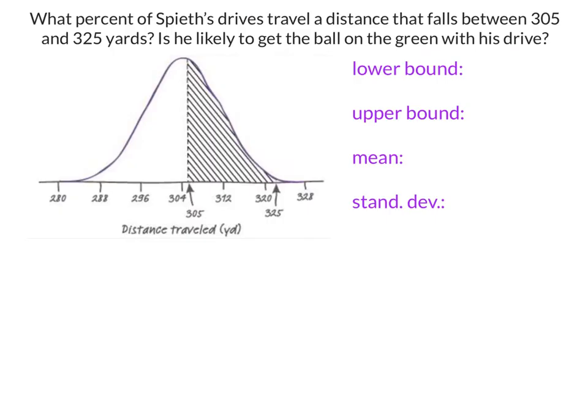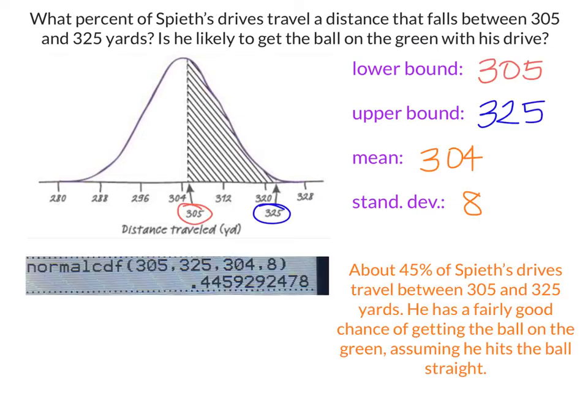Now, you probably figured out, well, Alicia, the way to do this is to make 305 your lower bound and 325 your upper bound and do the same mean and standard deviation. Well, you genius, you, that's exactly what we're going to do. So let's get to it.